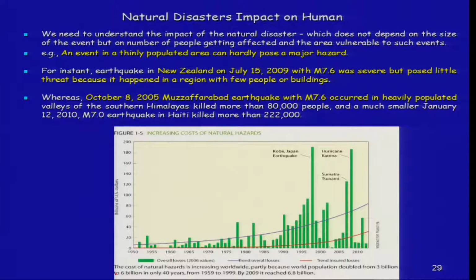So, this is one of the reasons that we need to understand where the event will occur and how many people are going to be affected by it. Accordingly, things have to be taken into consideration in terms of mitigation and all that. This is just to show that over time the population has almost doubled, and the loss of property and all that is becoming higher and higher day by day. This is the 1995 Kobe earthquake, this is a tsunami, and you have the hurricane here.